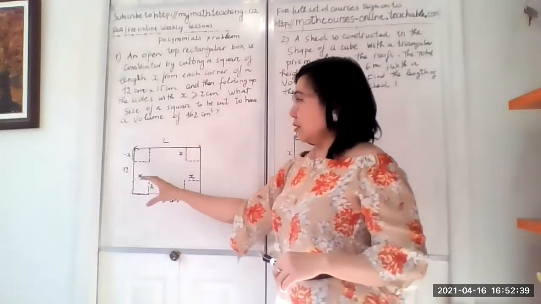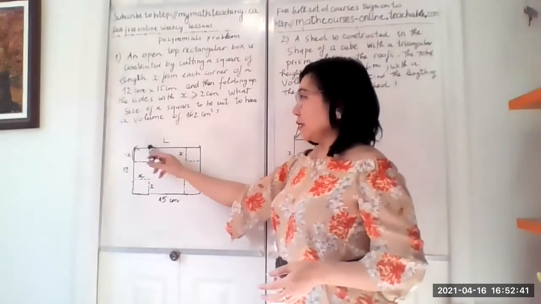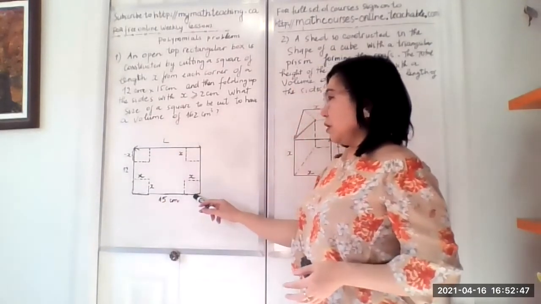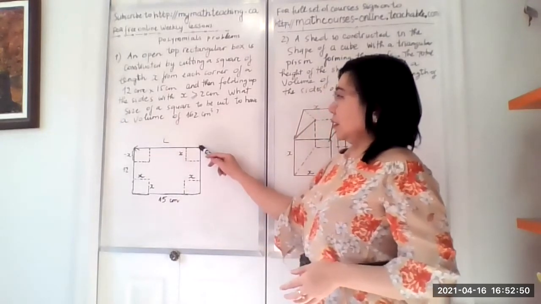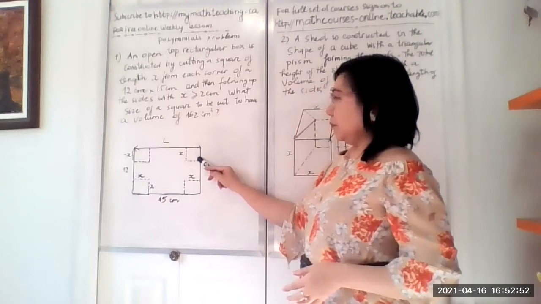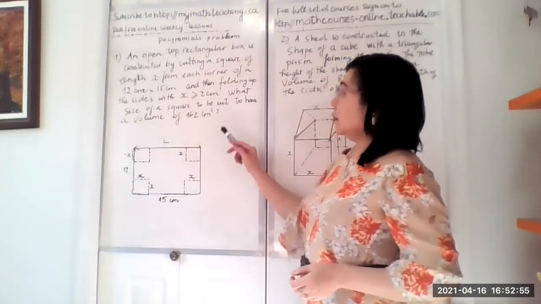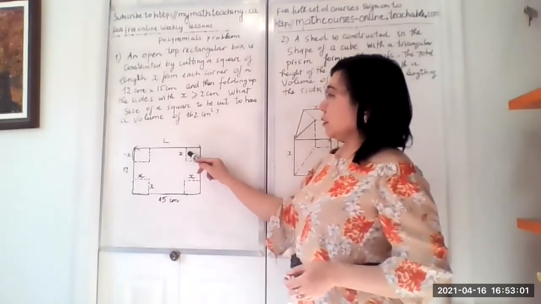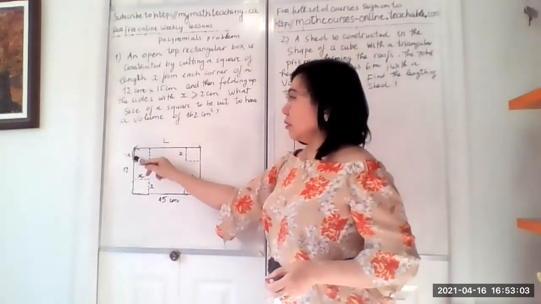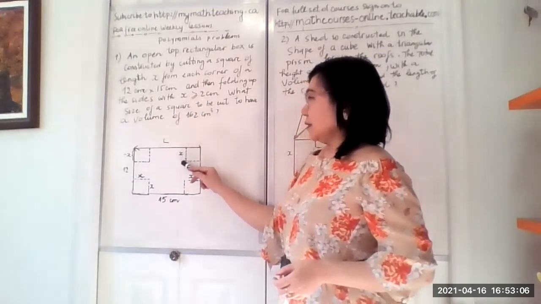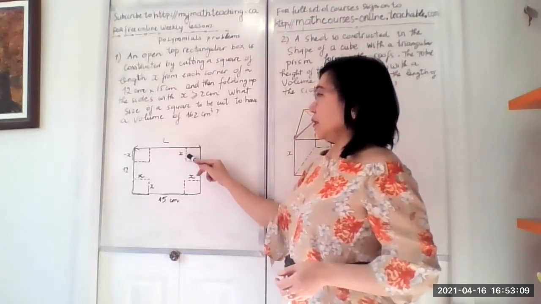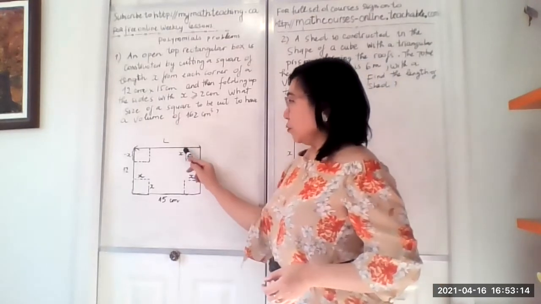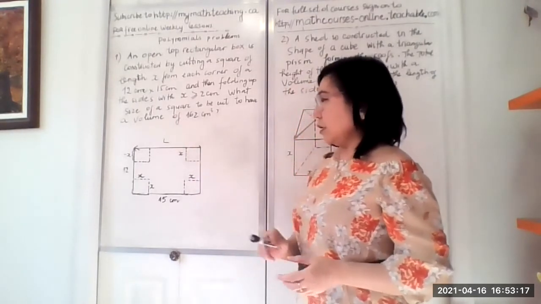So on the board, I demonstrate this problem with a rectangle. The length from here to here equals 15 centimeters. The width from here to here equals 12 centimeters. So the problem says this rectangle will be cut at the 4 corners with a side length of x for each side of the square here. So from here to here is x, from here to here, x, from here to here, x. So the sides of the 4 corner cuts are equal.